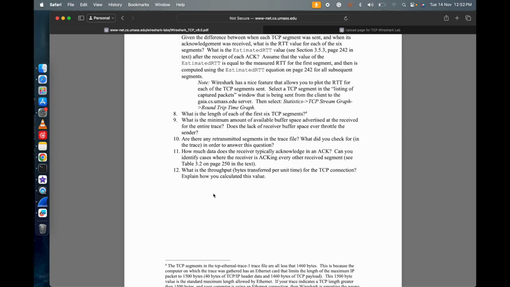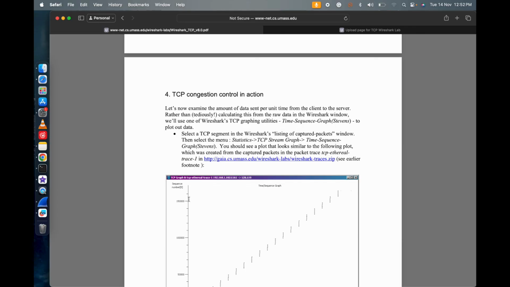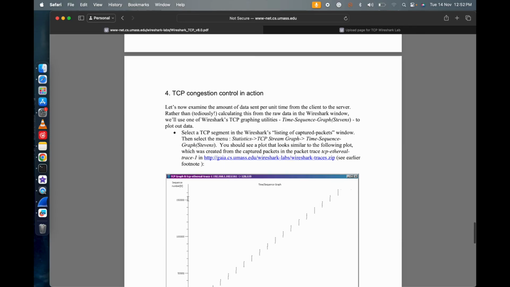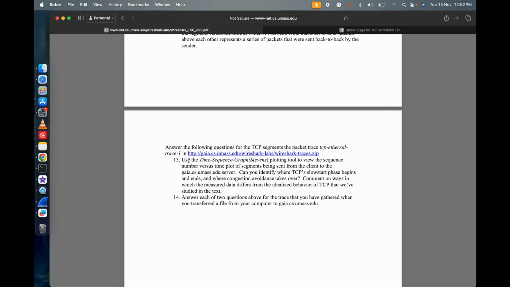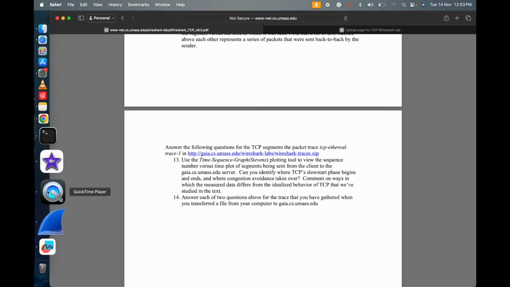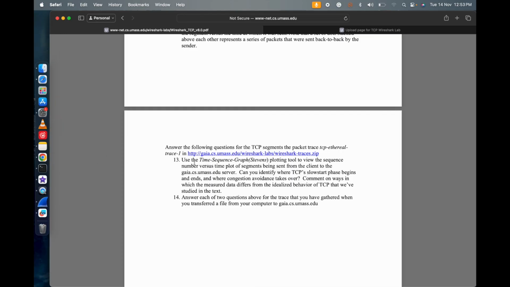The next question is: what's the throughput for the TCP connection, and how can we calculate this value? The throughput for a TCP connection can be calculated by a formula: TCP window size divided by round trip time. Okay, this is the formula. And the next thing is to use a time sequence graph plotting tool to view the sequence number versus a plot of segments. Okay, time sequence graphs, we have done it before, right?